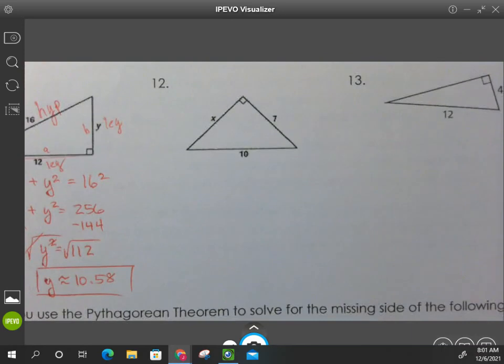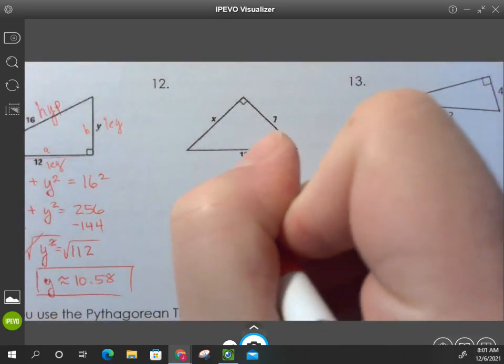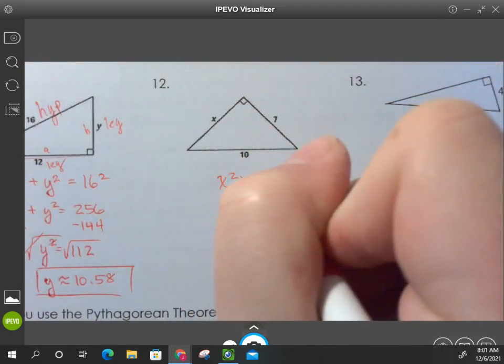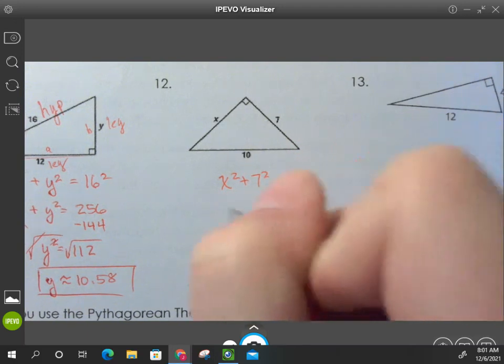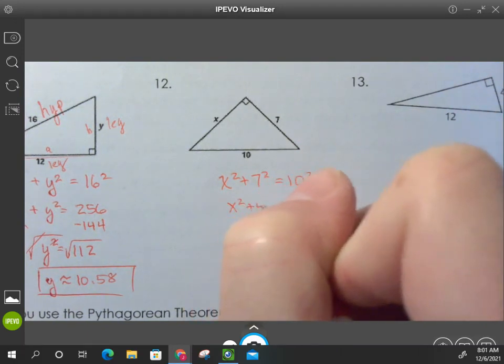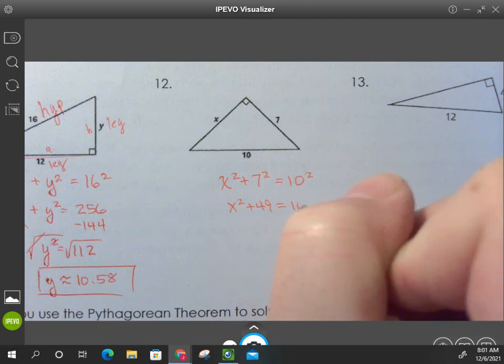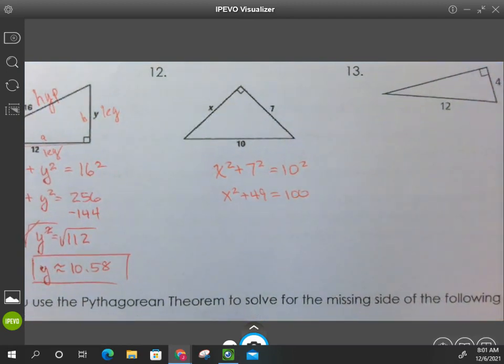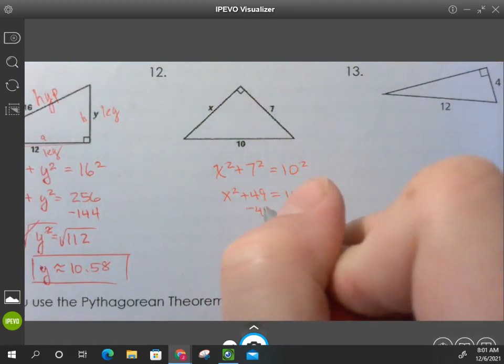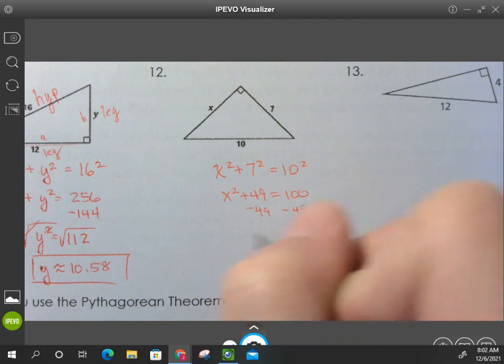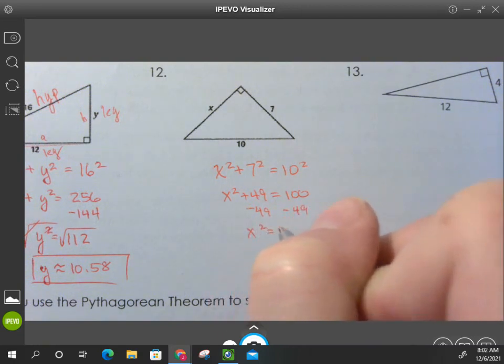All right, so in number 12, you should have x squared plus 7 squared, or 7 squared plus x squared, equals 10 squared. That's x squared plus 49 equals 100. And so I have it all separated. I'm going to go ahead and subtract the 49 from each side. I should get x squared equals 51.